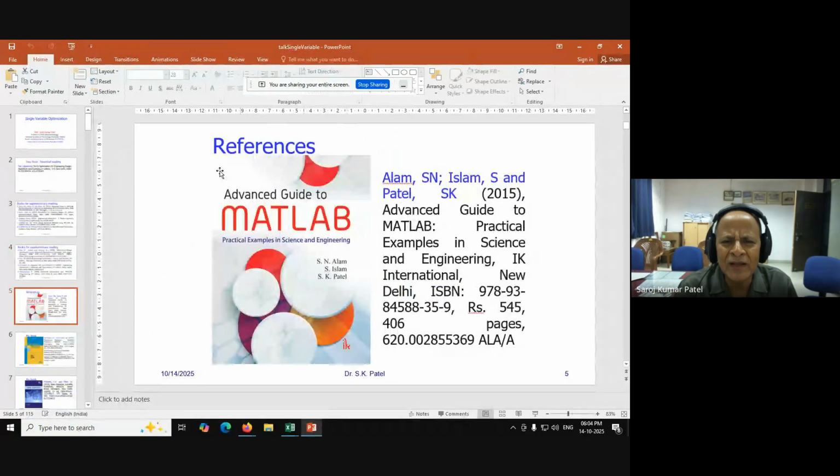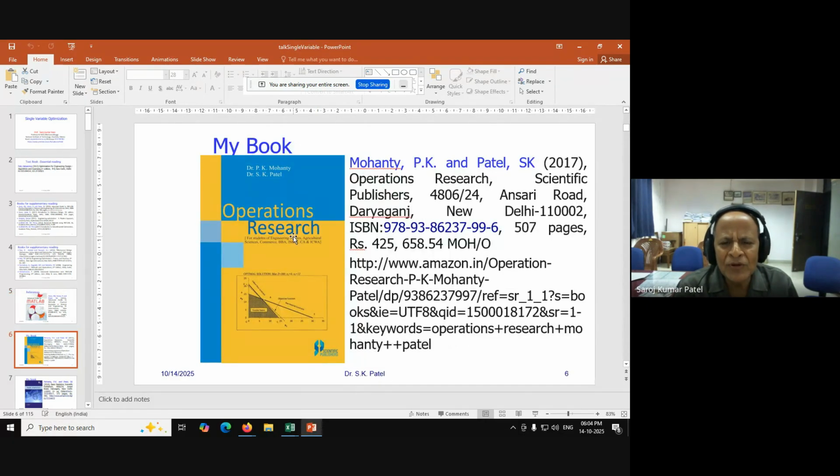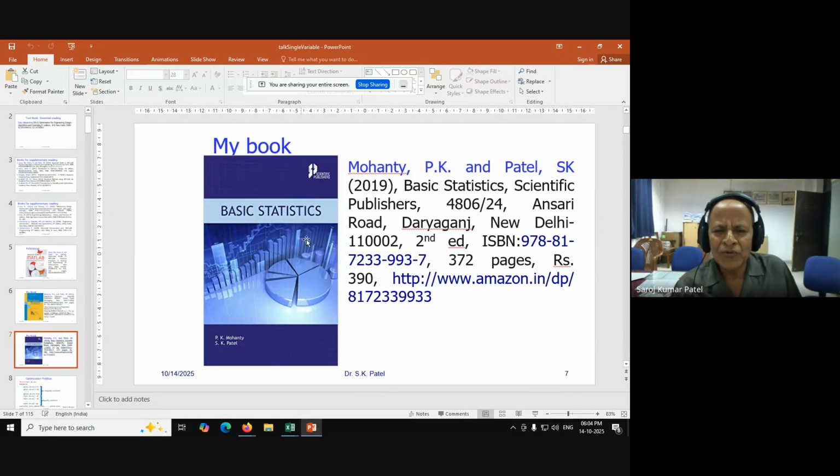one. So this is the MATLAB book that I have co-authored. Here you will find the computer programming of single variable optimization techniques, and the language that I have used is MATLAB. This is the book on operational research that I have written, and you can find all this: linear programming, transportation problem, game theory, etc. Then I have also written a book on basic statistics.